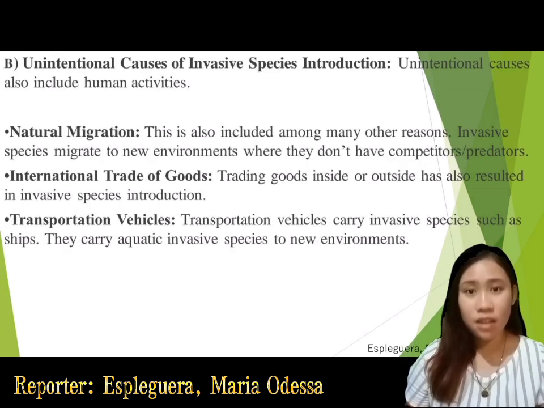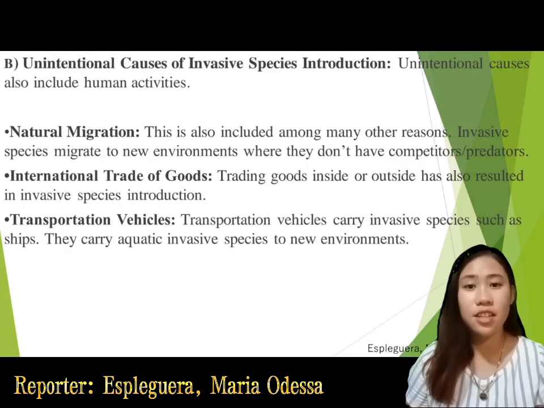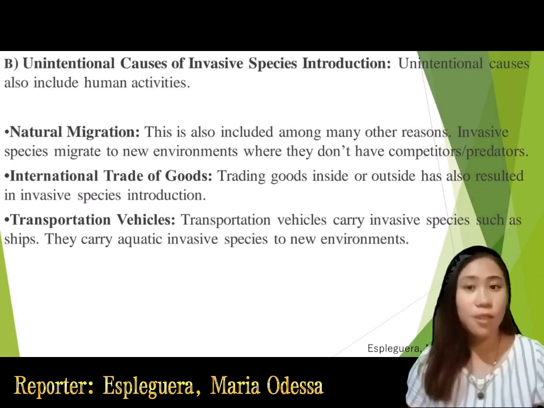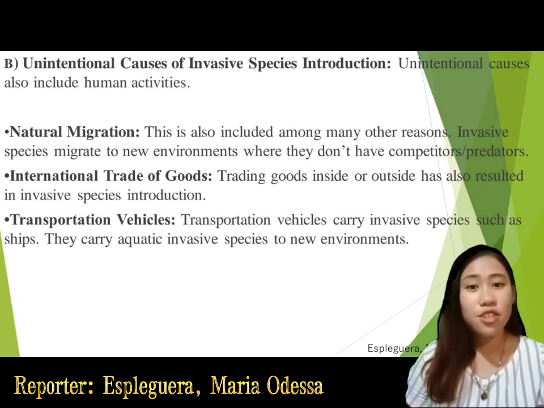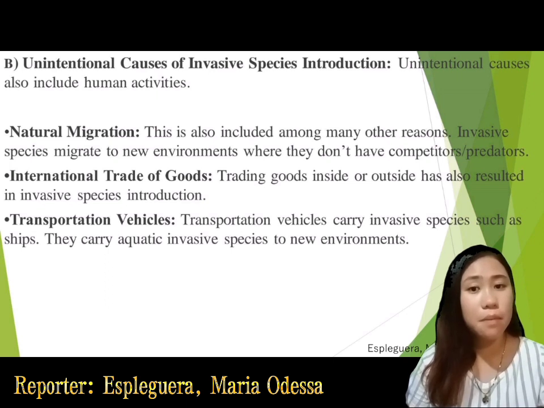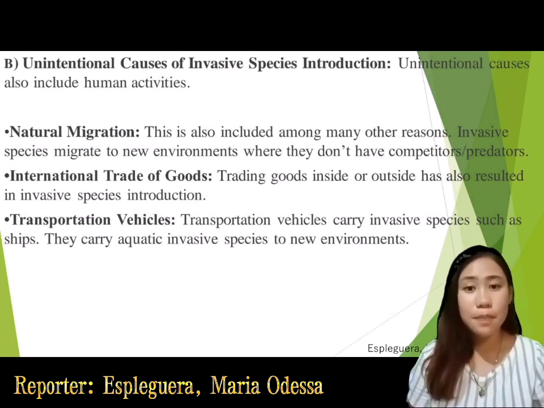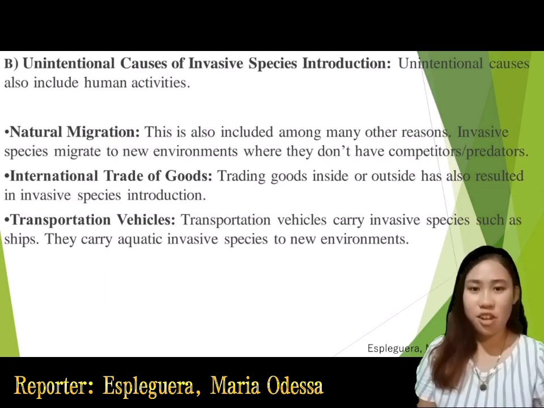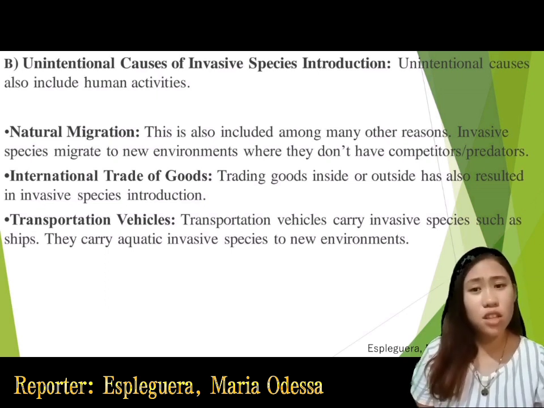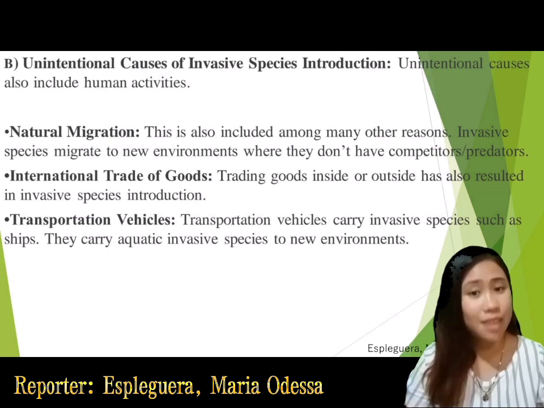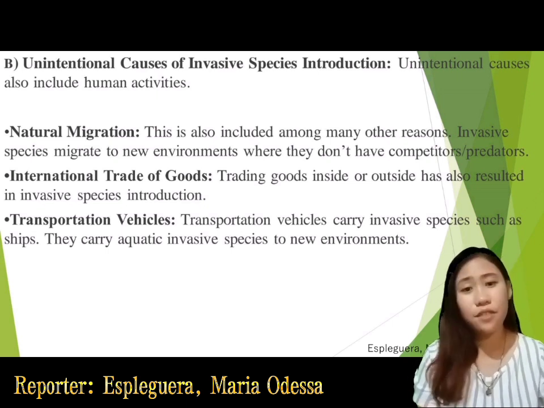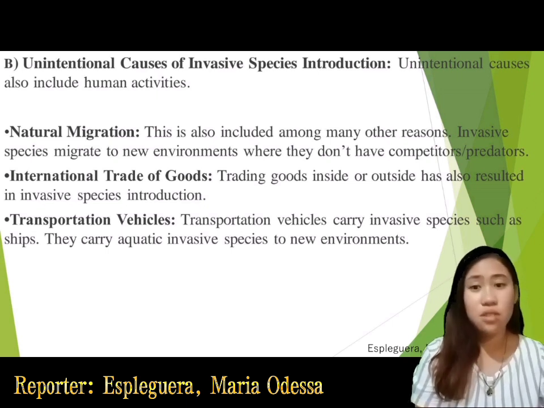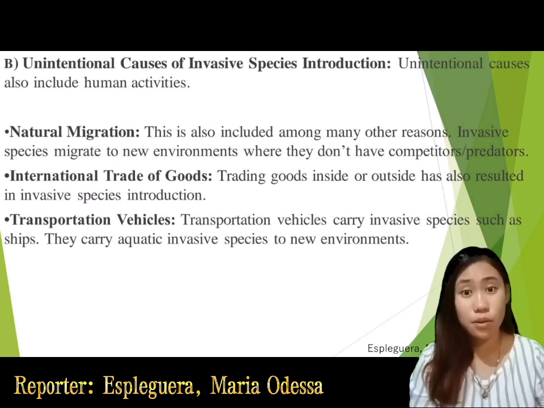So we'll have the unintentional causes of invasive species introduction. Unintentional causes also include human activity. So natural migration is also included among many other reasons. Invasive species migrate to new environments where they don't have competitors or predators. Most introduced species do not survive extended periods in new habitats because they don't possess the evolutionary adaptations to adjust to the new challenges posed by their new surroundings.